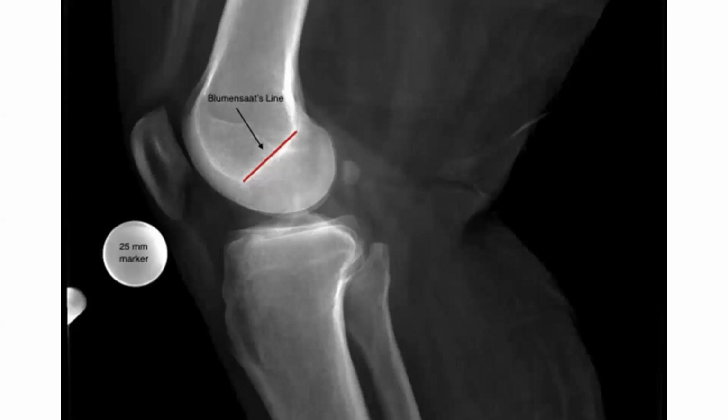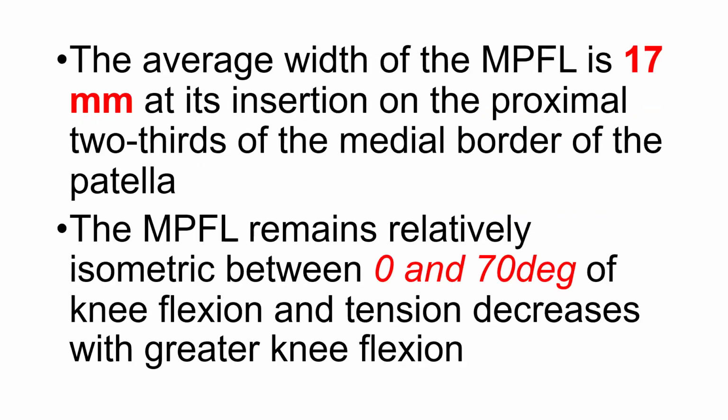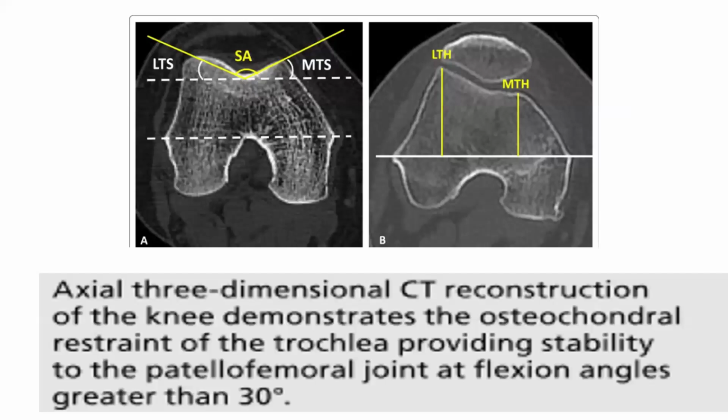This is Lumisat's line. I just want to go through this lecture very quickly because you have to know the depth of the trochlea. And the way we measure it, we draw a line parallel to the posterior condyles, and then we draw lines tangential to the medial and lateral condyles proximally, and this would give you the sulcus angle.